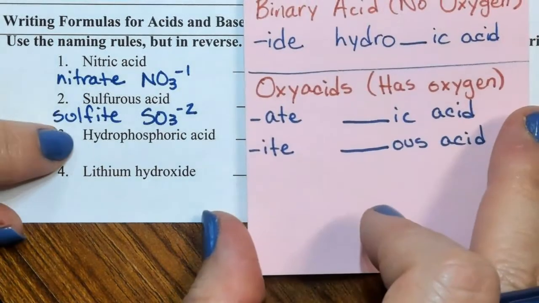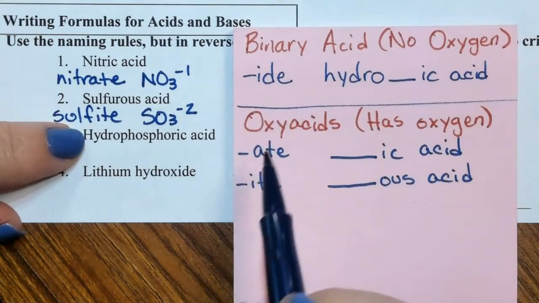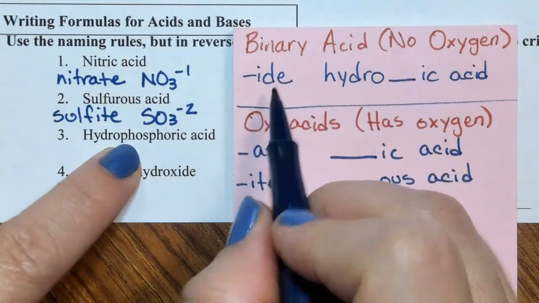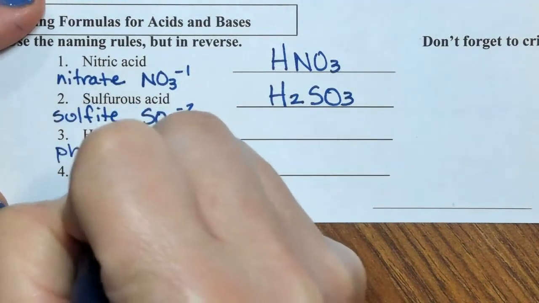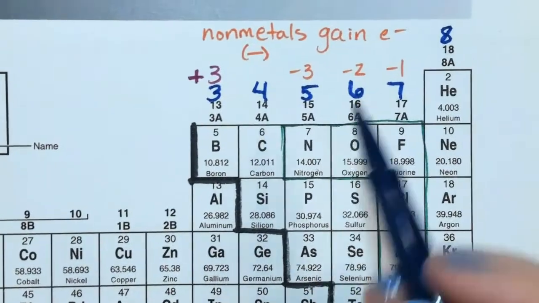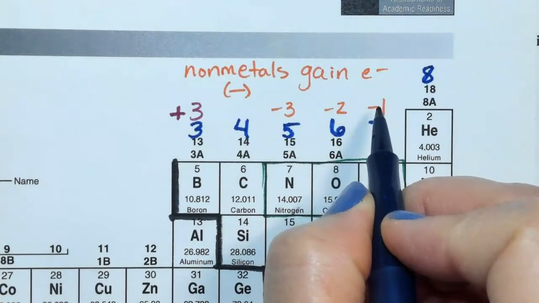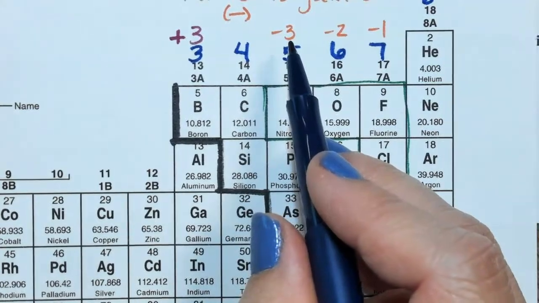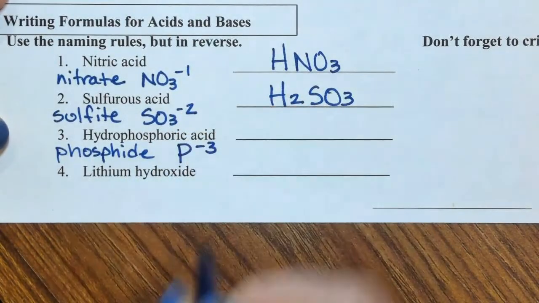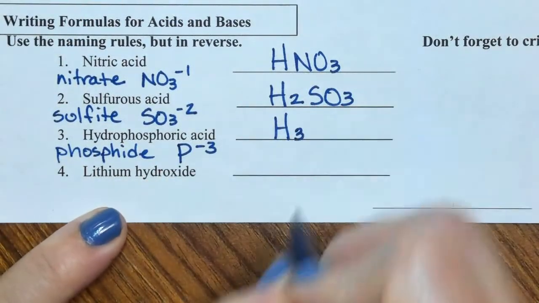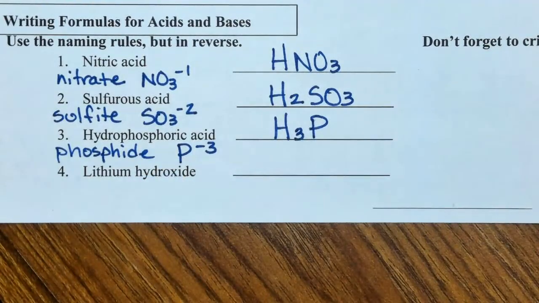Okay, next is hydrophosphoric acid. Is it phosphide, phosphate, or phosphite? Well, since it starts with hydro, it must be phosphide. Phosphide is not on the list of polyatomic ions. You're going to have to look it up on the periodic table. This is my "ide" section where I have -3, -2, and -1 as my charges. So phosphide is P with a -3 charge. All acids start with hydrogen. Since the charge is -3, I need a subscript of 3 next to hydrogen, and then I'll put the anion P right there.